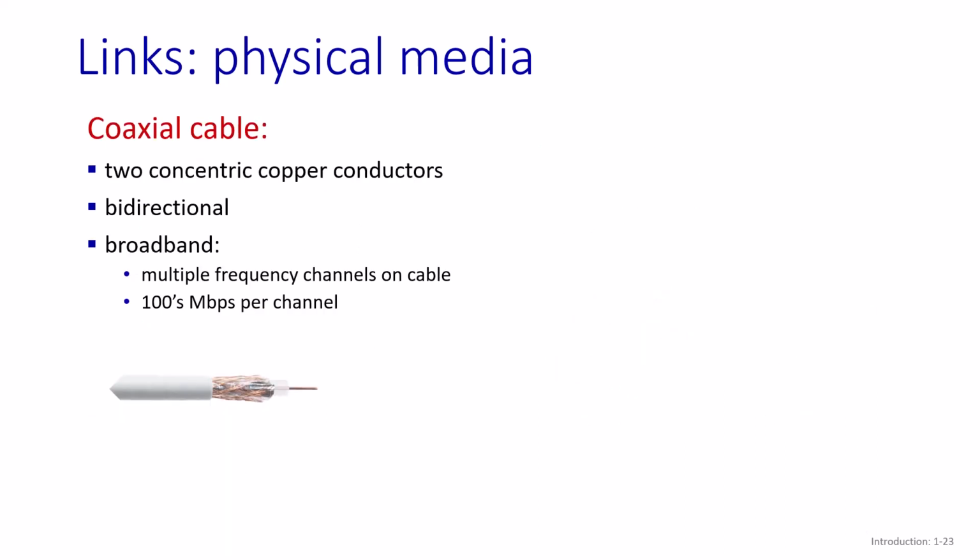And here's another type of physical media, which is the coaxial cable. In coaxial cables, we have two concentric copper conductors. In the picture, you can see that there is a wire in the middle, and it's insulated with plastic. There's a coating over here, and there's another set of wires. Now these are bidirectional, and they are used in broadband. It may have multiple frequency channels on the cable, and it can achieve 100 megabits per channel.